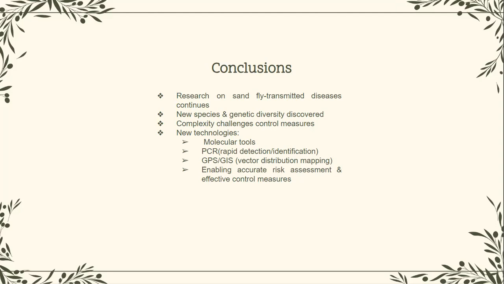The distribution of vector species is being mapped using GIS, which will provide an initial risk assessment that can be scaled up as more data becomes available. As the distribution data becomes more dense, the accuracy of risk assessment and prediction will increase, allowing for more effective control measures to be implemented.